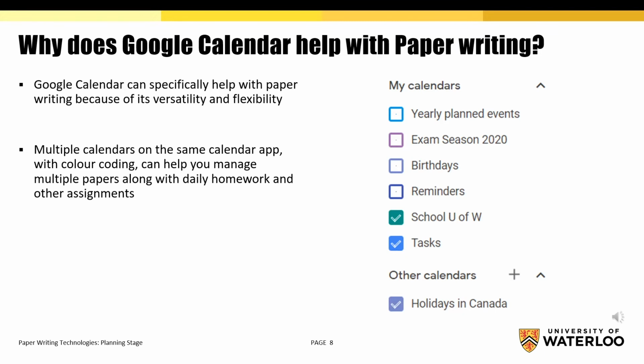Multiple calendars on the same calendar app with color coding can help you manage multiple papers along with daily homework and other assignments. The ability to switch between calendars means you only ever need to use that one calendar application, as it can switch to fit as many calendars as needed without any clutter.